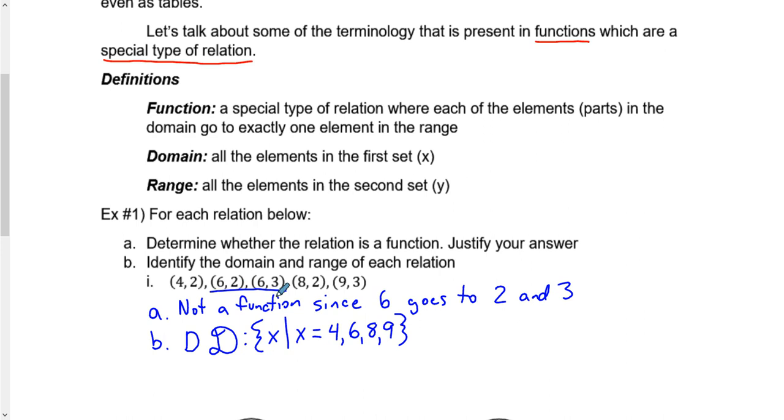We do not have to write 6 twice because that would be wasting ink or wasting lead or graphite. We don't have to write things twice. And we're going to also do the range. Now, you can absolutely just write a capital R, or you can choose to do the more fancy way. So here's what it looks like.